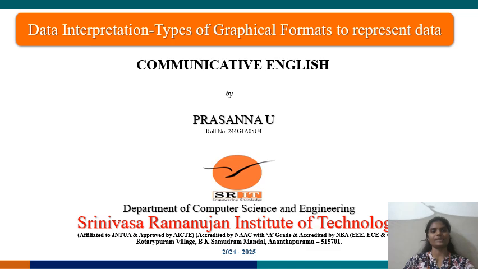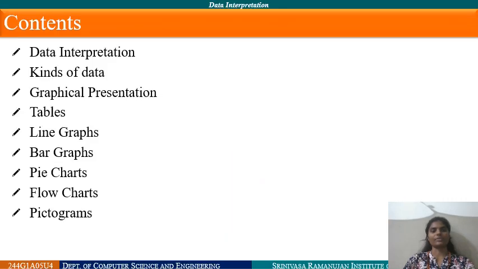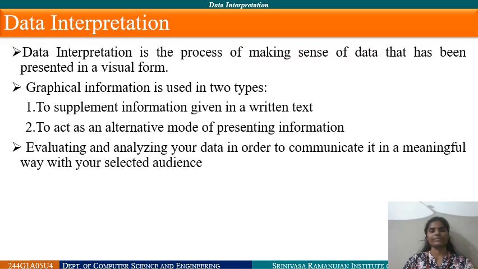Today I am discussing data interpretation and the types of graphical formats to represent data. These are the contents I am discussing in this presentation. Firstly, we know what is data interpretation.